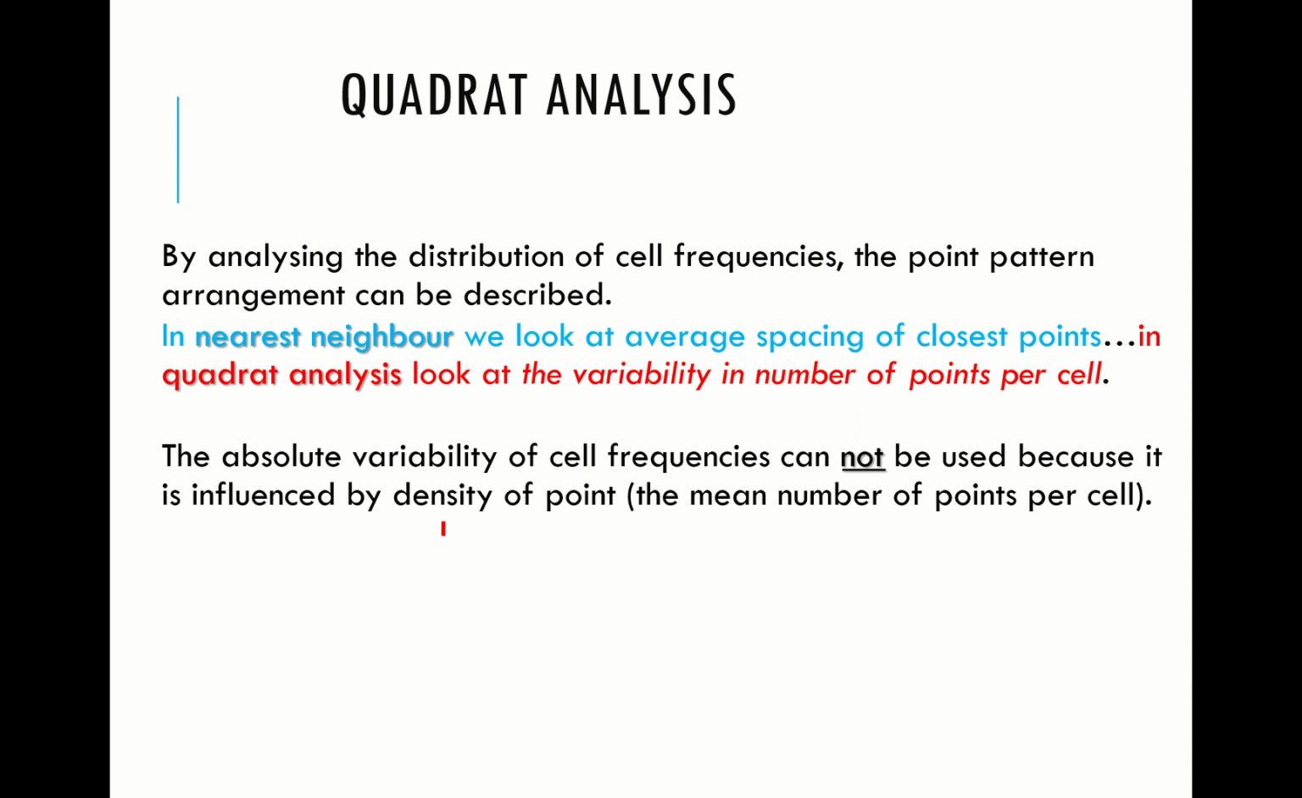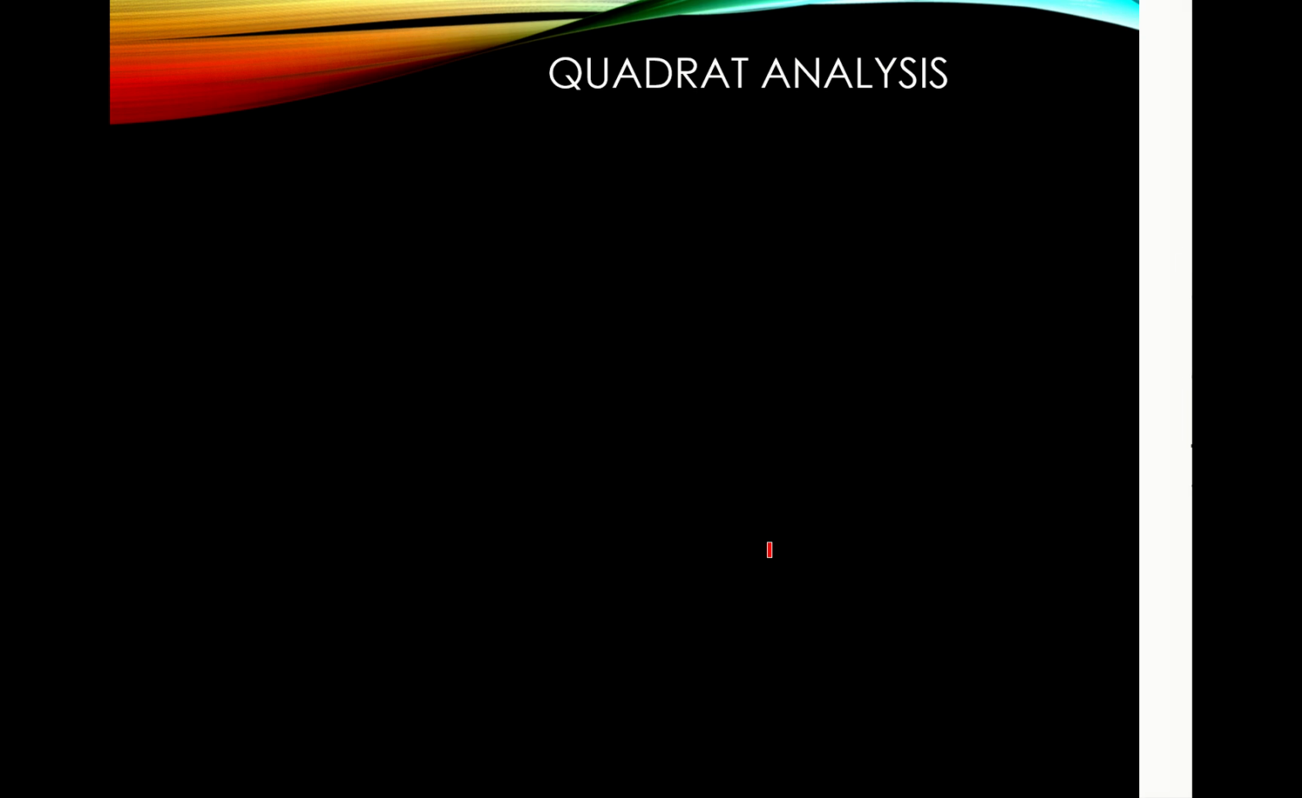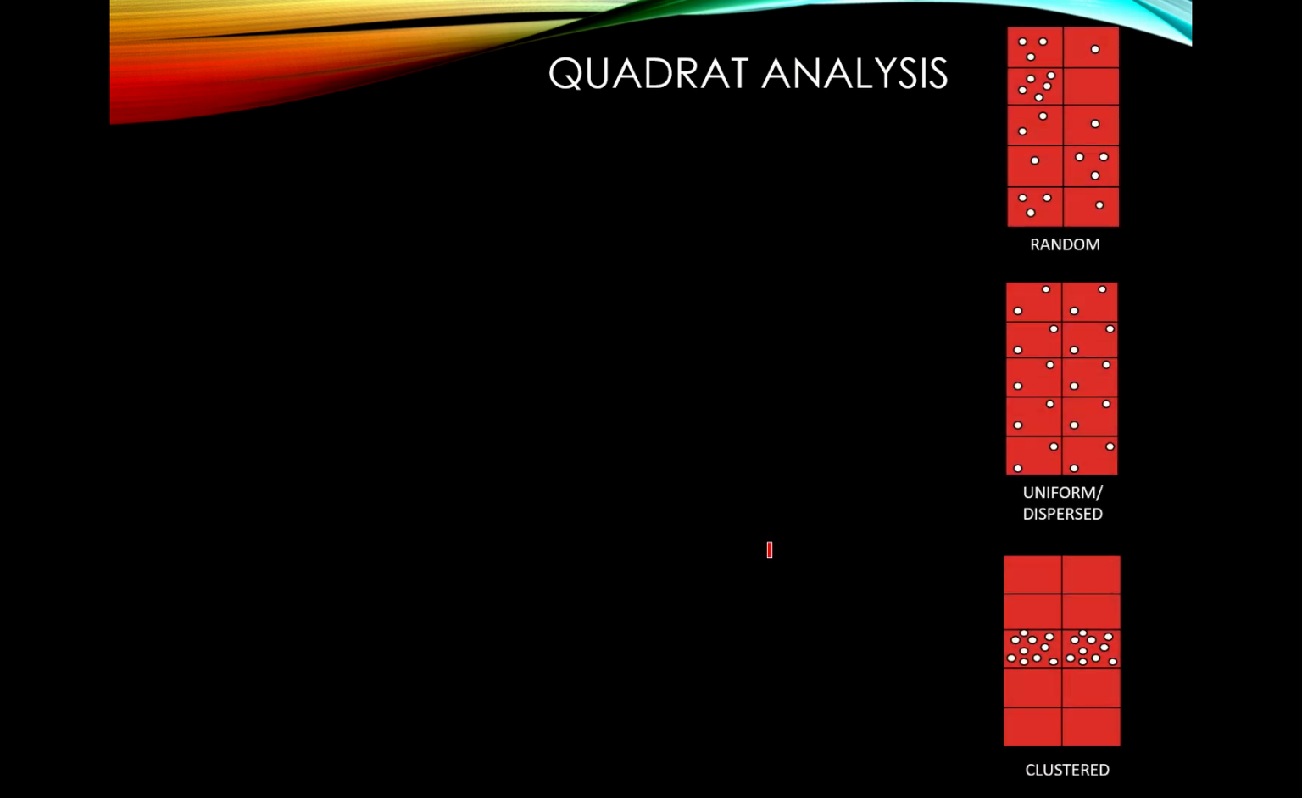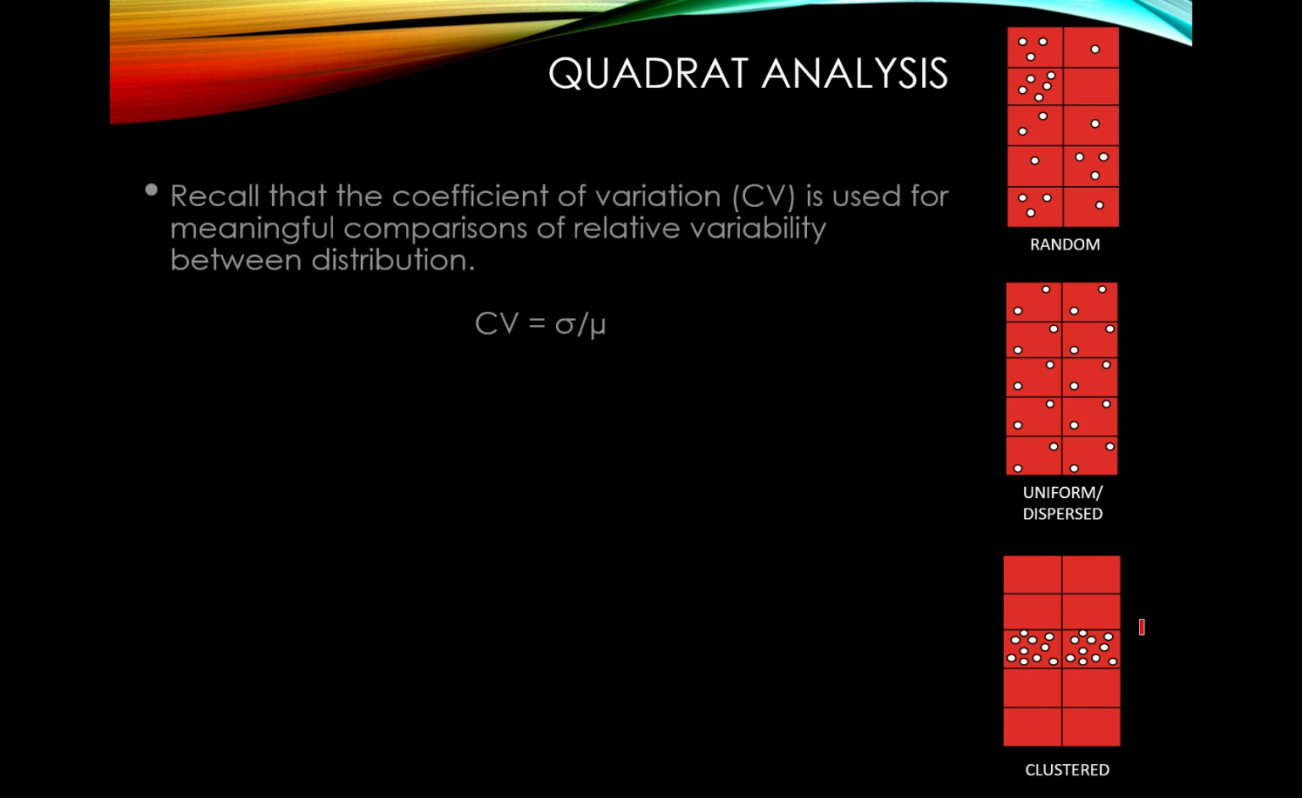An important thing to keep in mind here is that we're going to look at the variance, but we're not going to be looking at absolute variance like standard deviation. Instead, we have to look at the relative variability of the number of points within the quadrants around it. So what do I mean by this? Imagine these three examples here. We have a random quadrant analysis at the top, uniform dispersed in the middle, and clustered at the bottom.